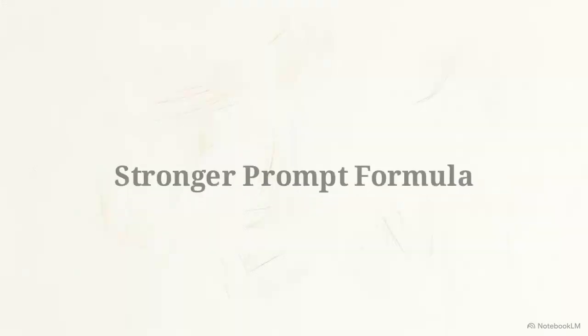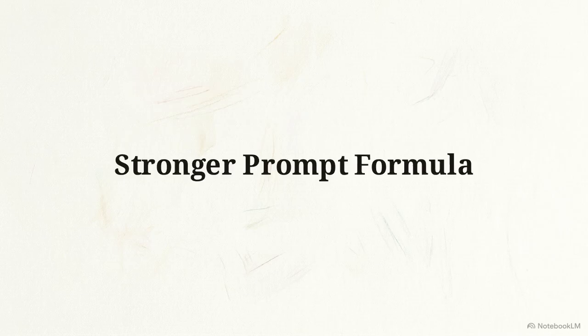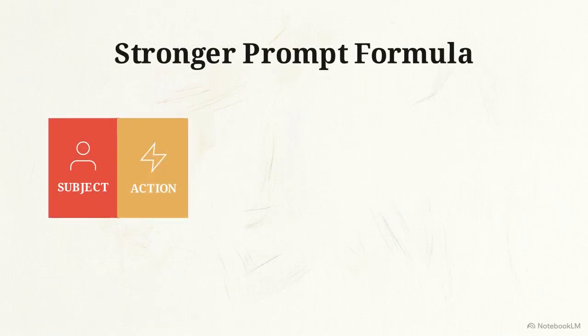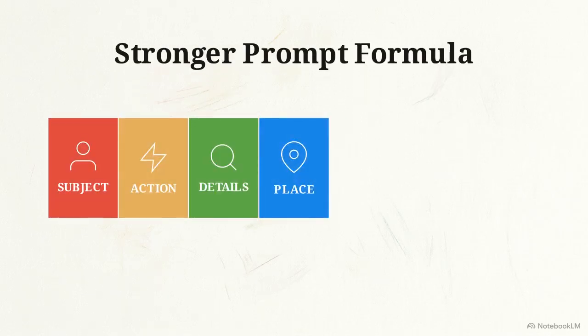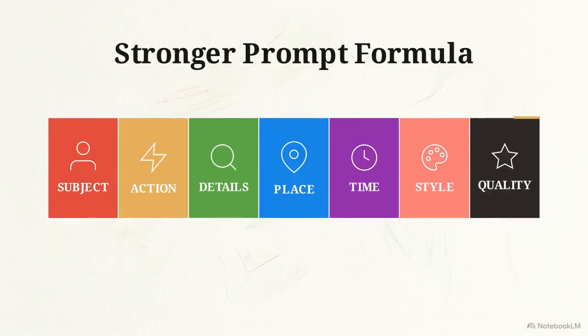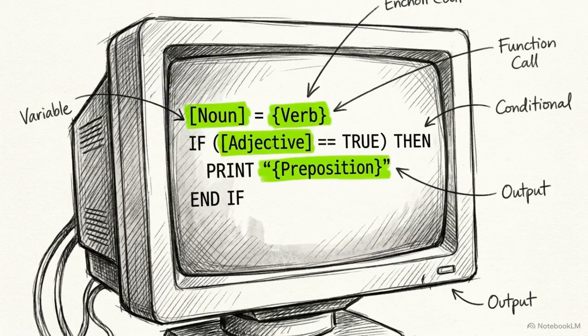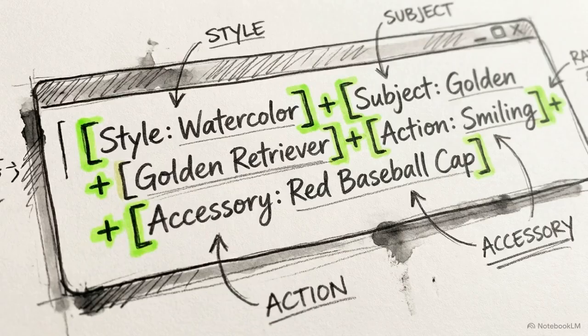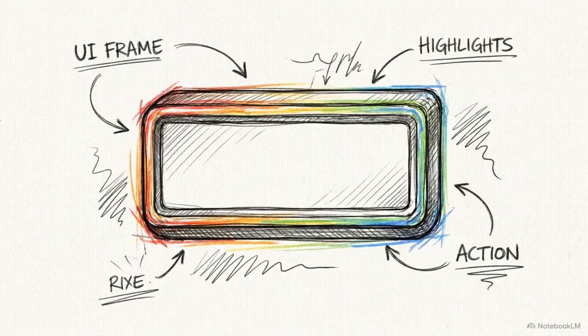This 7-part formula provides a reliable framework for every prompt: subject, action, details, place, time, style, and quality. English grammar functions as the syntax for these AI tools, allowing you to use specific word orders to dictate exactly how the image is rendered. We begin with the foundation, the subject.